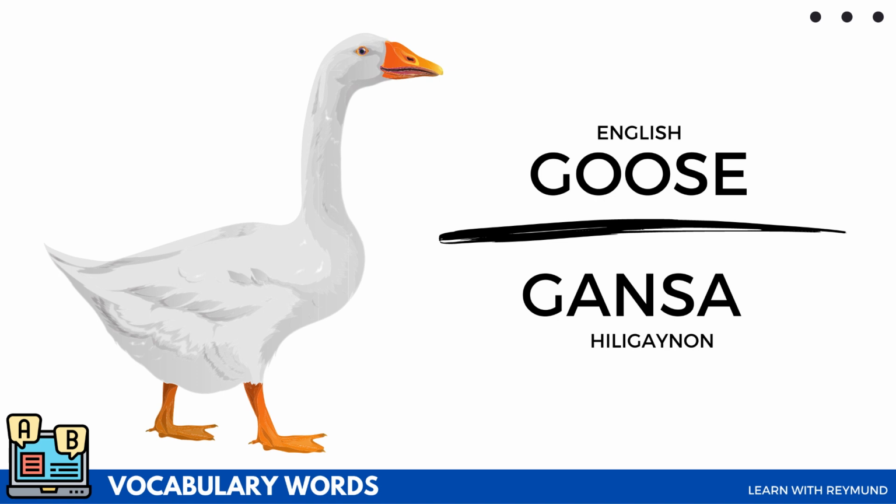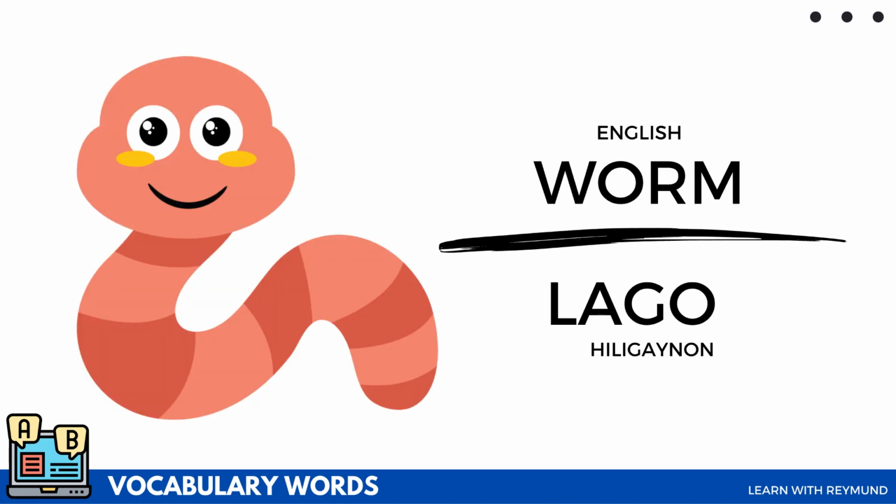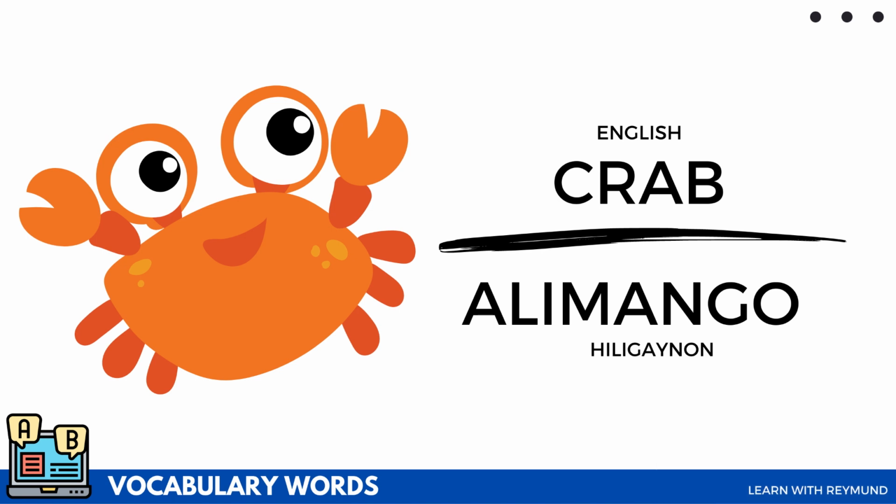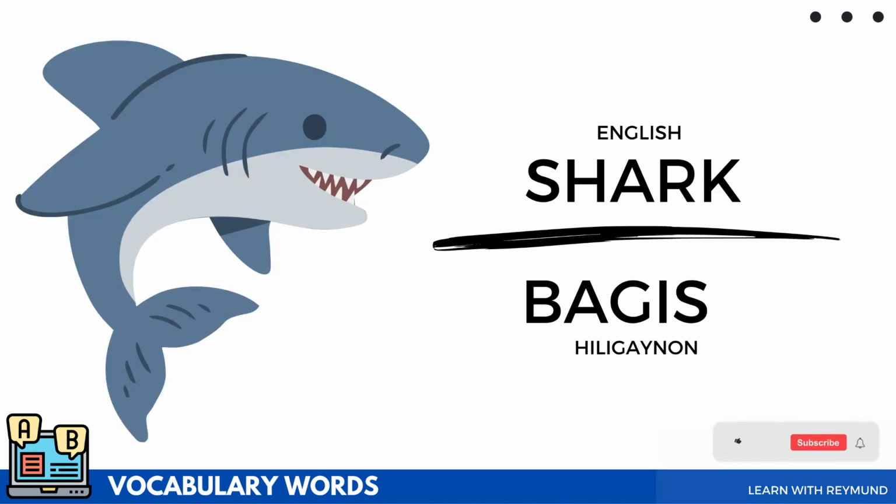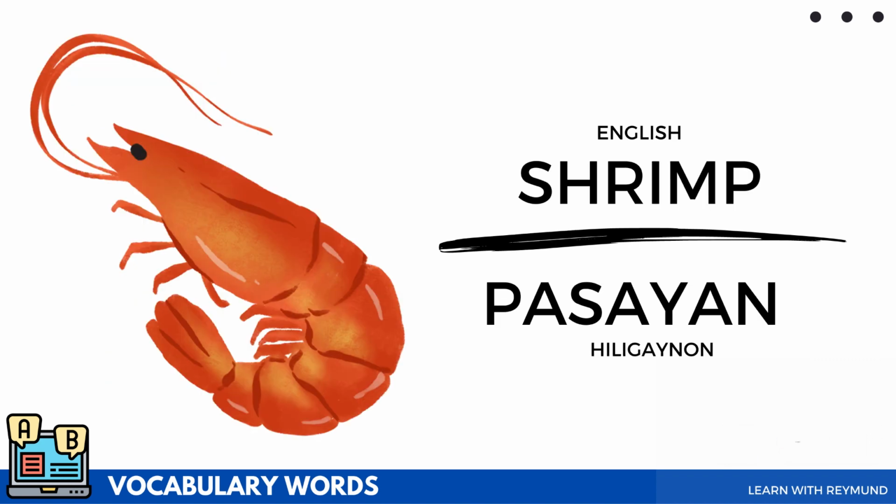Goose, gansa. We call it a worm in English, and in Hiligaynon, it's alago. Worm, lago. It's a crab in English, and in Hiligaynon, it's an alimango. Crab, alimango. We also have a shark in English, and in Hiligaynon, it's a bagis. Shark, bagis. In English, it's a shrimp, and in Hiligaynon, it's a pasayan.